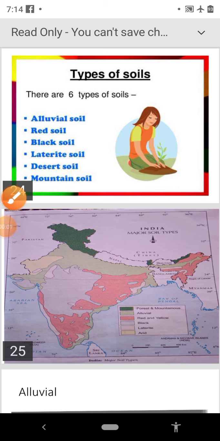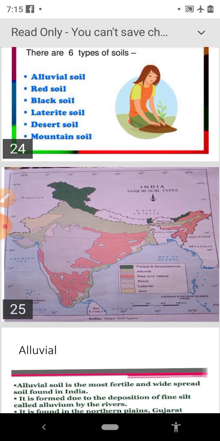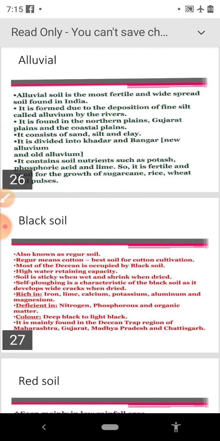Class 10th. Today we will revise lesson number 1 of geography. Name of the chapter is Resources and Development. In the previous video, we revised about alluvial soil. Today, we will revise about black soil.